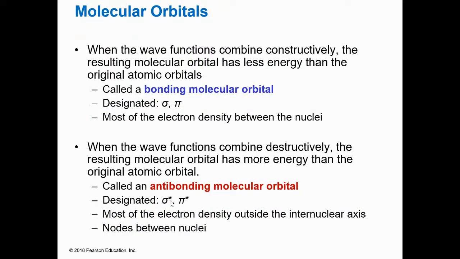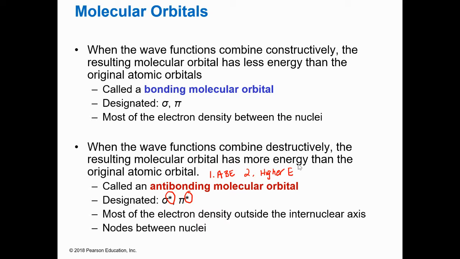Okay, so we're going to have what we call bonding and anti-bonding orbitals. The bonding are the lower energy, and they're either going to be sigma or pi. And the anti-bonding are what we call sigma star and pi star. Anytime you see these stars, you know two things. One, that it's anti-bonding. And two, that it's higher energy. Okay, those are the two things you know when you see that star.